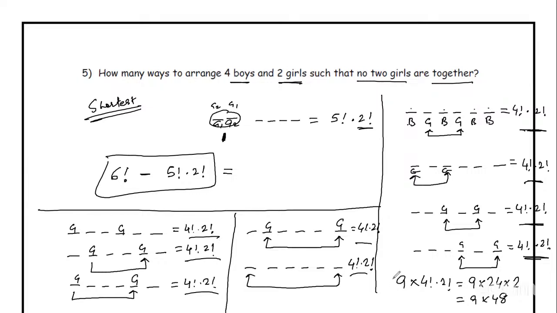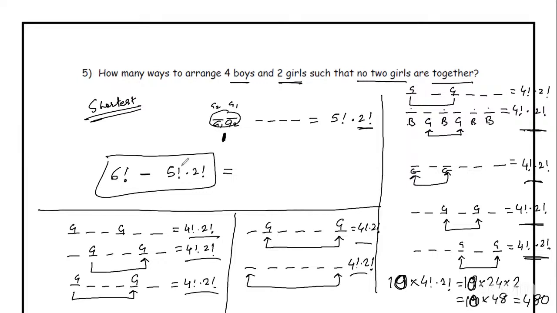Maybe there is 10 times. Why? Because we forgot this first case. In the first case, the girl could be here and here also, no? Here and here. So girl and girl. That's another 4 factorial into 2. So it is 10 times. So the answer is 480.